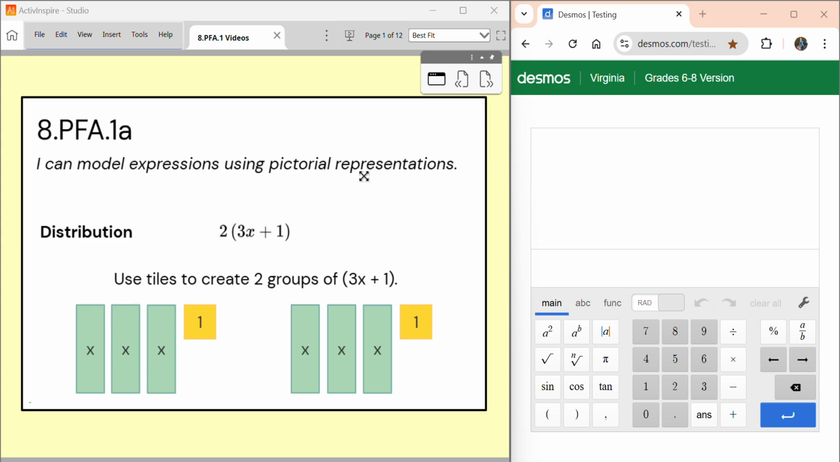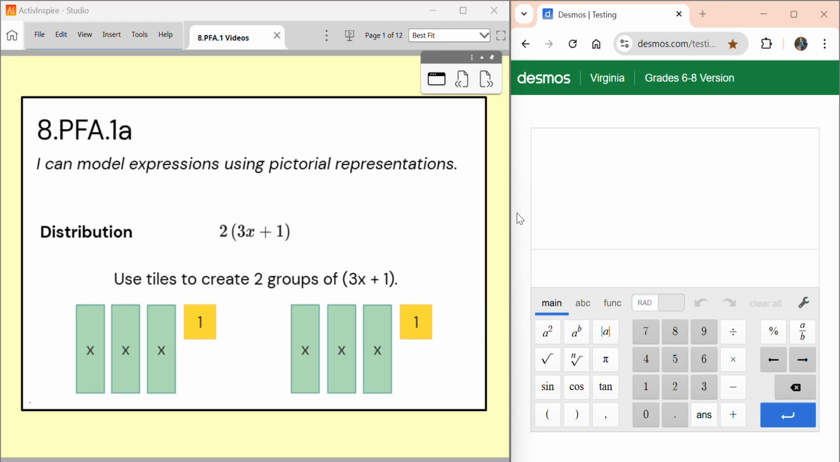Model expressions using pictorial representations. So we're going to show you how you can use tiles and different models to distribute or combine like terms. So this first expression is 2 parentheses 3x plus 1 close parentheses.